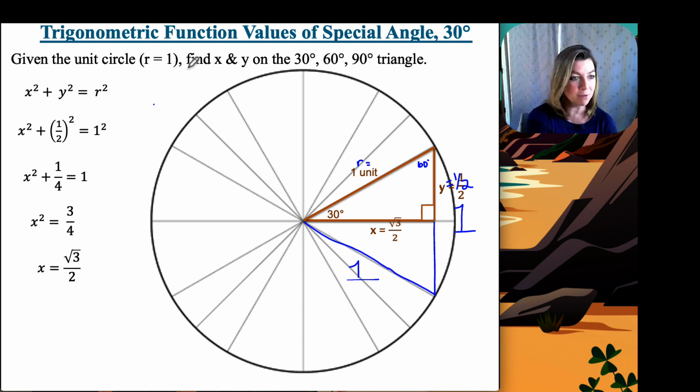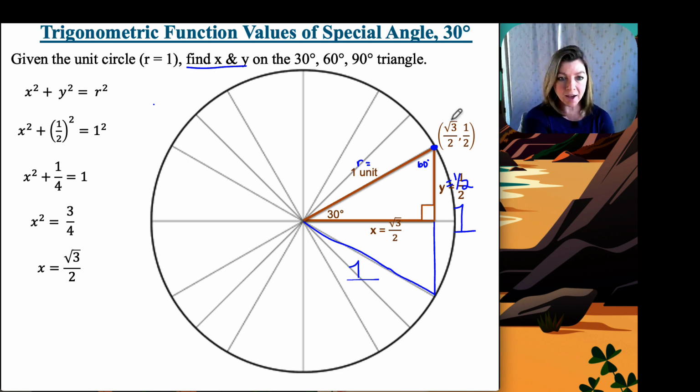All right, so now we have done what they asked. They asked us to find x and y on this 30, 60, 90 degree triangle. So we found that x is rad 3 over 2 and y is 1/2. Okay, so we're going to write that as a coordinate. So this point right here has the coordinate x, so rad 3 over 2, comma, y, which is 1/2. And now we can use that coordinate to find the trigonometric function values of this special angle 30 degrees.